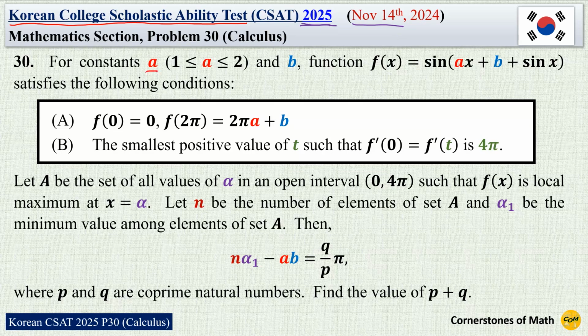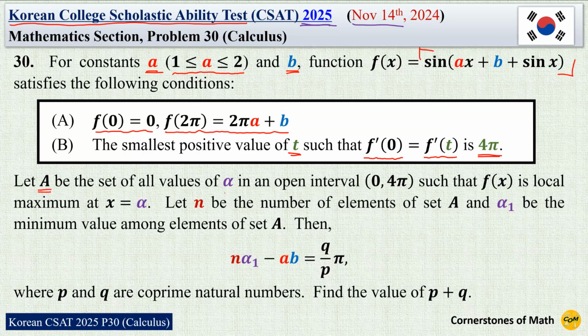It says for constants a and b, where a is greater than or equal to 1 and less than or equal to 2, function f(x) defined as sin(ax + b) + sin x satisfies the following conditions. Condition A: f(0) = 0 and f(2π) = 2πa + b. And condition B: the smallest positive value of t such that the derivative f'(0) is equal to derivative f'(t) is 4π.